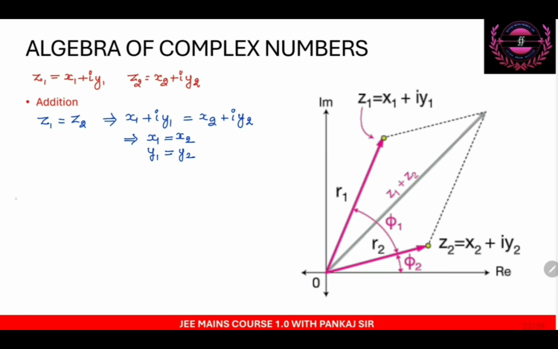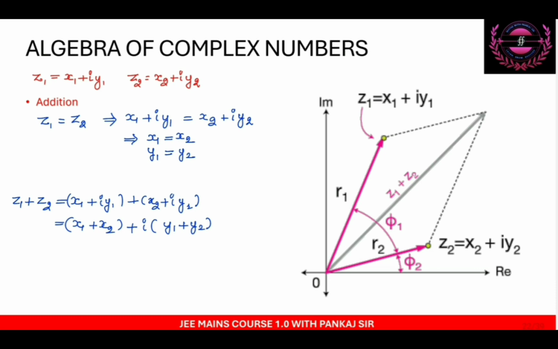Now if I have to add these two complex numbers, it becomes x1 plus iota y1 plus x2 plus iota y2. I will add the real part of the first complex number to the real part of the second complex number, which will give me x1 plus x2, and taking iota as common, I have y1 plus y2. This is my resultant complex number.